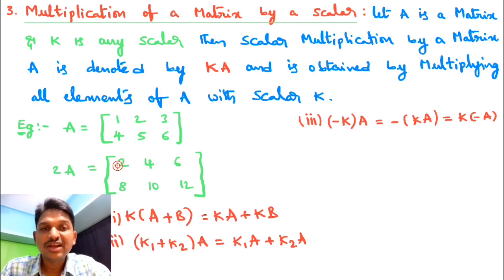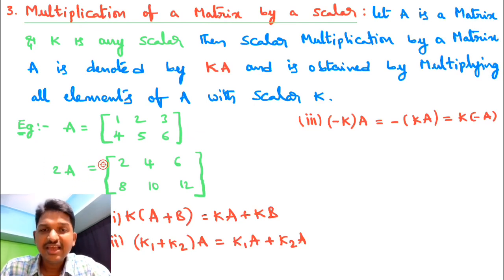2 into 1, that is 2. 2A, here how you will get this 2A? 2 into 2, 4. This element you multiply with 2. 2 into 3, 6. This element you multiply with 2. 2 into 4, 8. 2 into 5, 10. 2 into 6, 12. Like that. How you will get KA? Each element of matrix A is multiplied by K. I hope you understand how we will get KA. This is the example 2A.